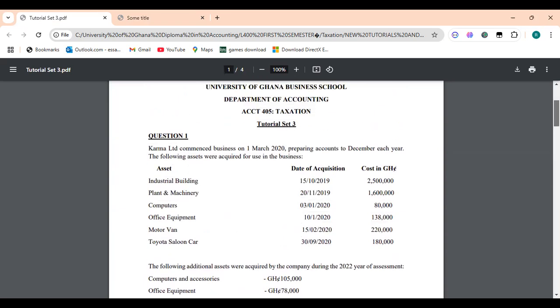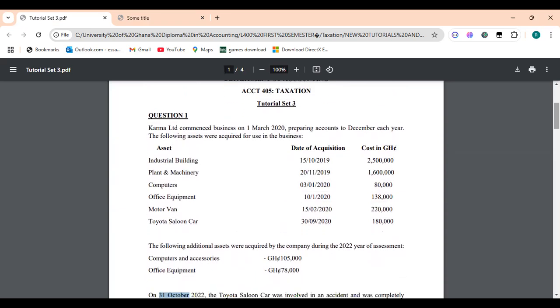So look at it here. Our main aim is to what? Just identify what is supposed to go in pool one, what's supposed to go in pool two, pool three, pool four, and pool five. Then straightforward, we know our percentages, then we kickstart.